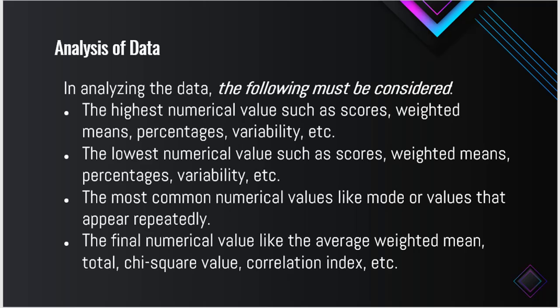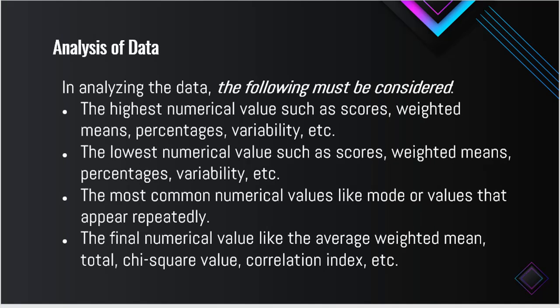The most common numerical values like mode or values that appear repeatedly, and the final numerical value like the average, weighted mean, total, chi-square value, correlation index, etc. Some of the words that I've mentioned were quite technical, but I believe you have encountered these words in your statistics and probability. In this lesson, you will re-encounter some of those terms, since data analysis for quantitative research is impossible without the use of statistics.